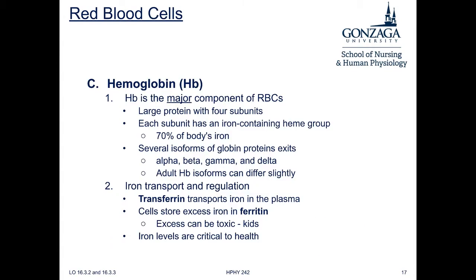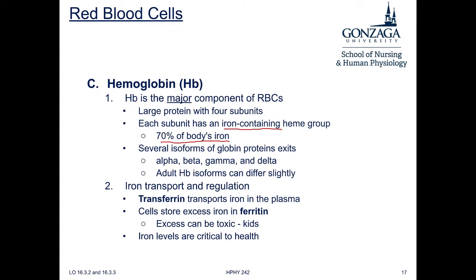So hemoglobin, like I said earlier, is the major component of red blood cells. We've discussed it's that large protein with 4 subunits. Each subunit has an iron-containing heme group. Because the heme groups contain iron within them, red blood cells are the major site of our body's iron levels in general. So 70% of all iron in our body is contained within red blood cells.